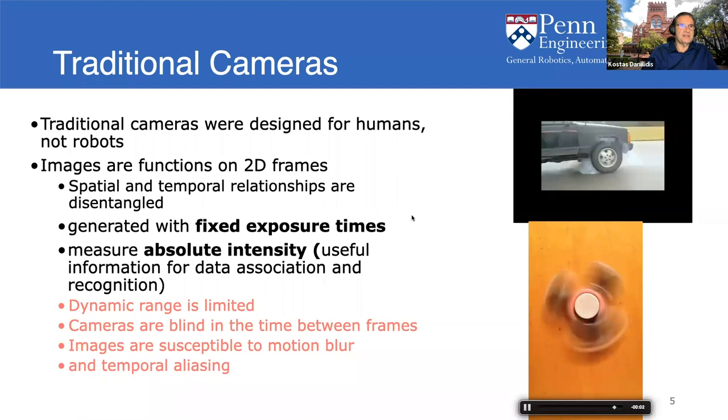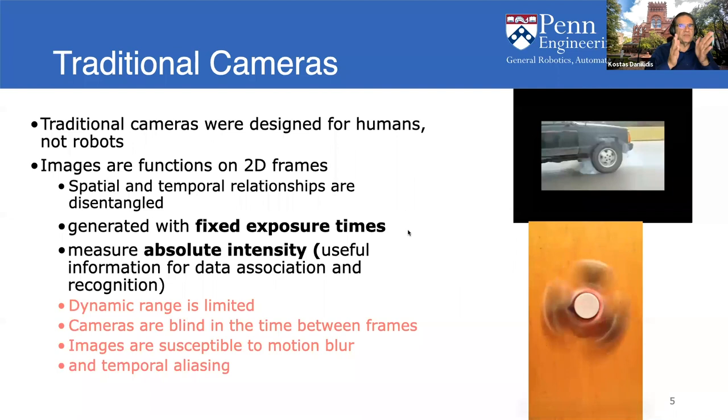One problem is that they have fixed exposure times. In particular, when you want fast capturing, there are only very few milliseconds when all the cells on your CMOS chip collect photons. They measure absolute intensity, and this also causes a lot of dynamic range problems. And space and time are really disentangled. Space is just one frame, and time is at specific regular intervals depending on your frame rate. And between these exposures, the cameras are blind. There is always some time interval where the camera does not see anything, particularly when you want to minimize motion blur.